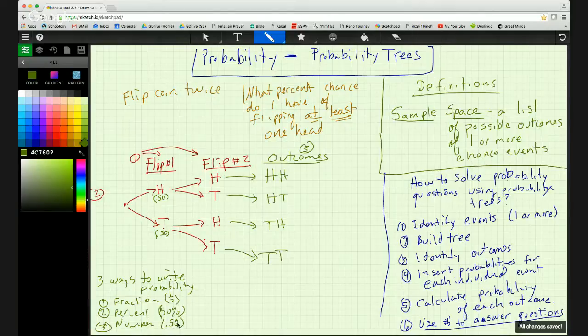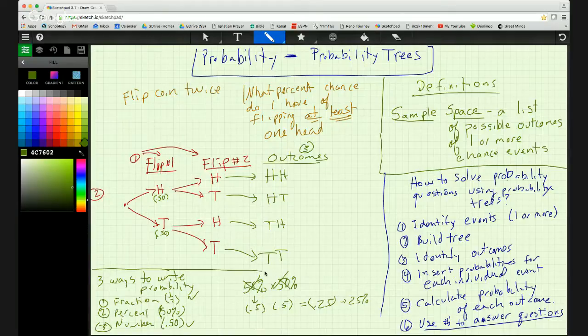Now, the reason I use 0.50 is because you can multiply. We're going to have to do some multiplication. And we know that you can't multiply 50% times 50% without converting it first into decimals. And then you can convert it back to percent if you want to, but you can't multiply percents. Doesn't work. You can multiply fractions. So we can either represent things as fractions or numbers in our probability trees, but we don't do it as percents. So you'll see, we'll do this over and over. It'll become natural for you.